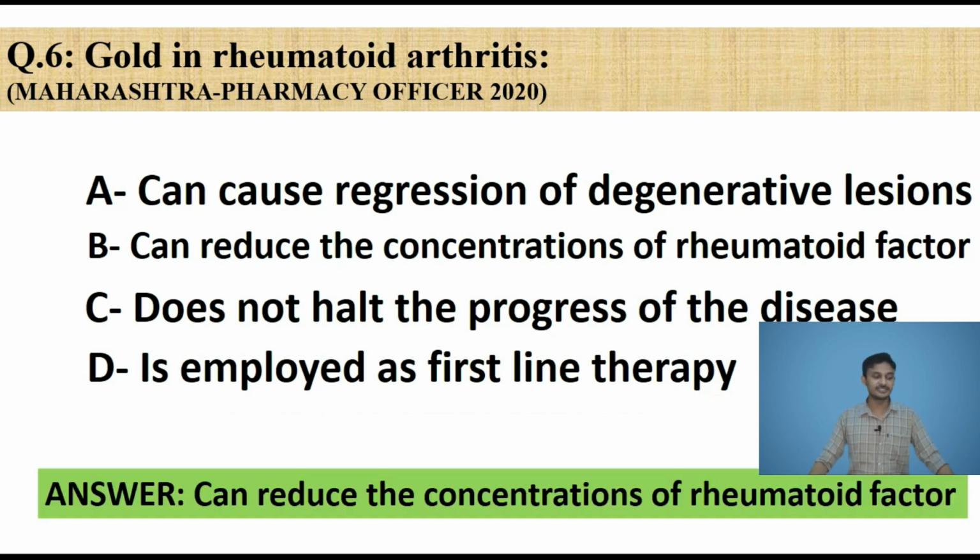The correct answer for this question is option B, that is can reduce the concentration of rheumatoid factors. Gold is not a first line therapy against rheumatoid arthritis. It can halt, it can pause the progress of the disease, but in the option it was does not halt, but gold can halt the progress. The correct answer is can reduce the concentration of rheumatoid factors.